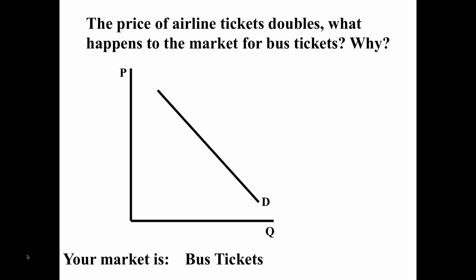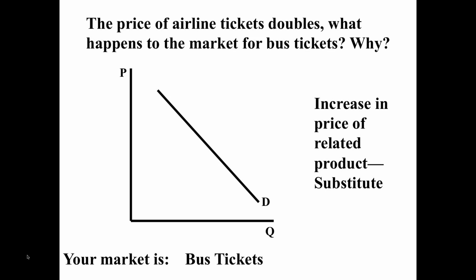When we see that kind of scenario, the first thing we have to do is figure out what is the determinant that changed. So we have the price of airline tickets doubling and the market for bus tickets. Those are related goods because they're both used to travel. So our determinant is this: we have an increase in the price of a related good. And in particular, you have a substitute, because bus tickets are substitutes for airline tickets.